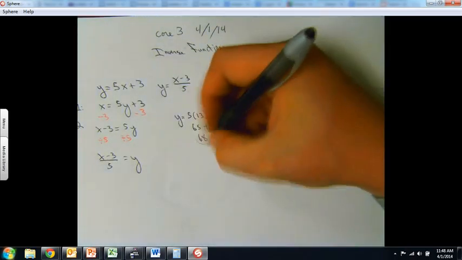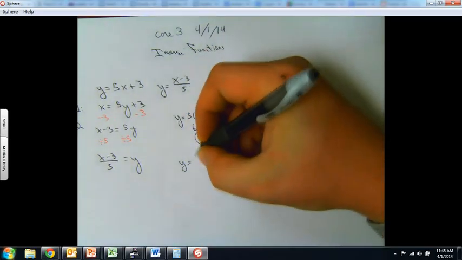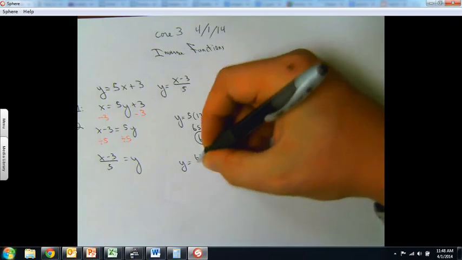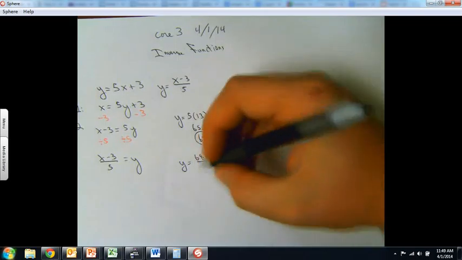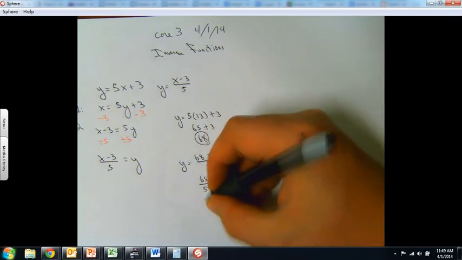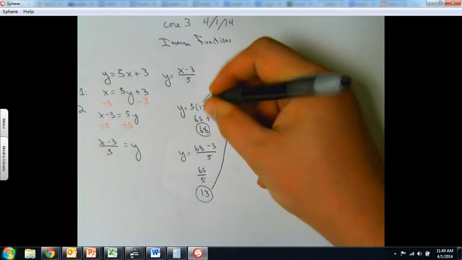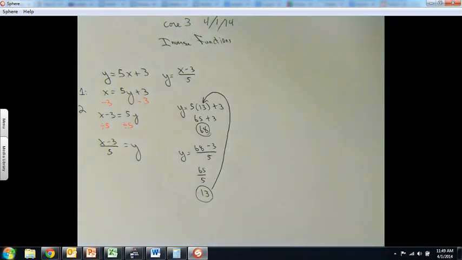Now, I'm going to take that number and plug it into my inverse. y equals 68 minus 3 over 5. 68 minus 3 is 65, over 5 equals 13, the number I started with. That's the proof that it works. If you don't get the number you start with, then your inverse function does not work.